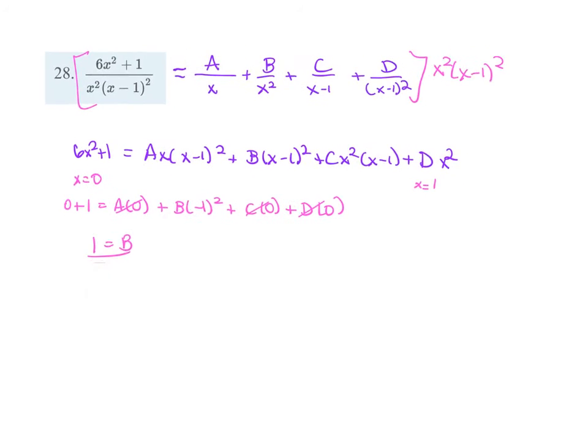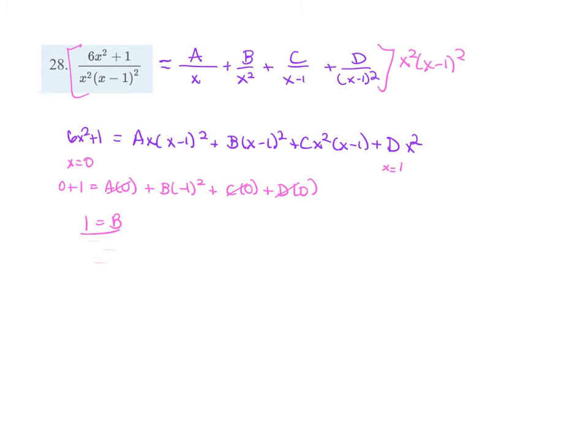So let's try x equals 1. We plug in 1, and we get 6 times 1 plus 1 equals A times 0 plus B times 0 plus C times 0 plus D. So now we have 7 equals D. You probably notice that at this point we've exhausted the numbers that we could use, and we're still missing 2 variables. So the only option now is to expand.